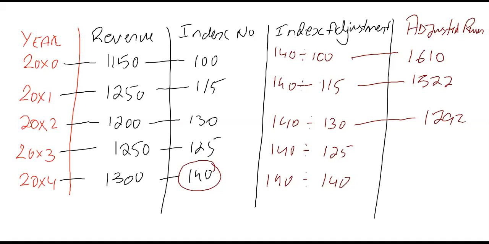Okay. So let me go for the fourth one, that is 1250 multiplied by 140 divided by 125. So 1400. Then 1300 multiplied by 140 divided by 140, obviously, you'll get an answer of 1300.